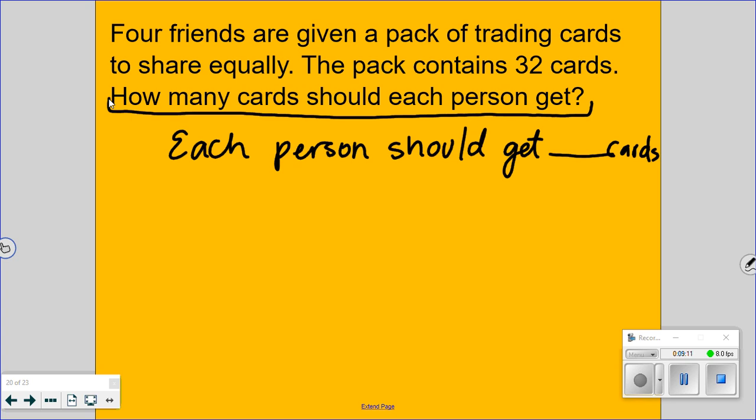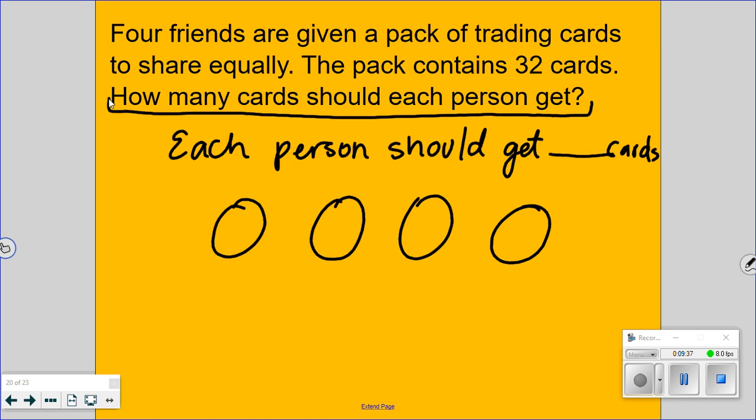Archer, what do you think? You can draw circles or boxes and give the cards out to each person. Okay, well, how many circles or boxes am I drawing? 4. Why? Because there are 4 friends. Some of you, when you solved a problem similar to this yesterday, made 4 separate circles for 4 friends. That will work.